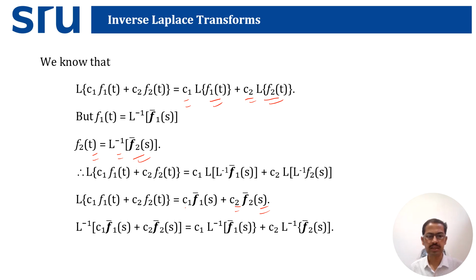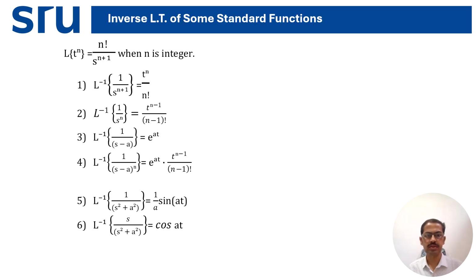Or if you take the inverse Laplace transform, the inverse Laplace transform of c1 f1 bar of s plus c2 f2 bar of s is c1 times the inverse Laplace transform of f1 bar of s plus c2 times the inverse Laplace transform of f2 bar of s. This is called the linear property of the inverse Laplace transform. Right? Now, some standard functions' inverse Laplace transforms we will discuss now.